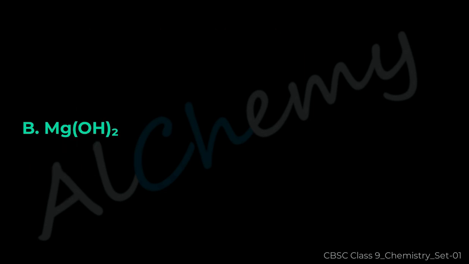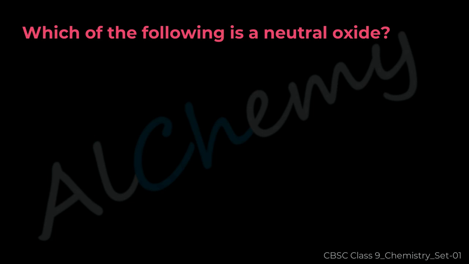The correct answer is B. MgO. Question 31. Which of the following is a neutral oxide? A. CO2. B. SO2. C. CO. D. CaO.